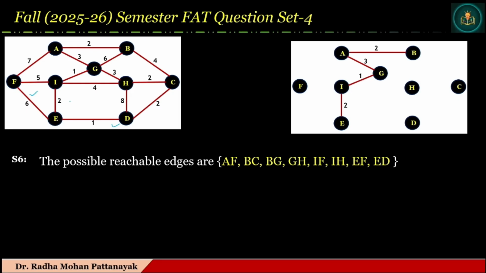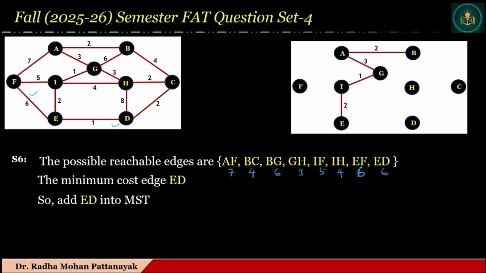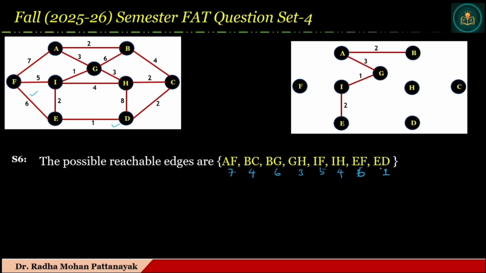Because EI already processed. Clear? Now the cost of AF is 7, BC equals 4, BG equals 6, GH equals 3, IF equals 5, IH equals 4, EF equals 6 and ED equals 1. So among these possible edges, the minimum cost edge is ED. That's why in the next processing we will add the edge ED into the MST.